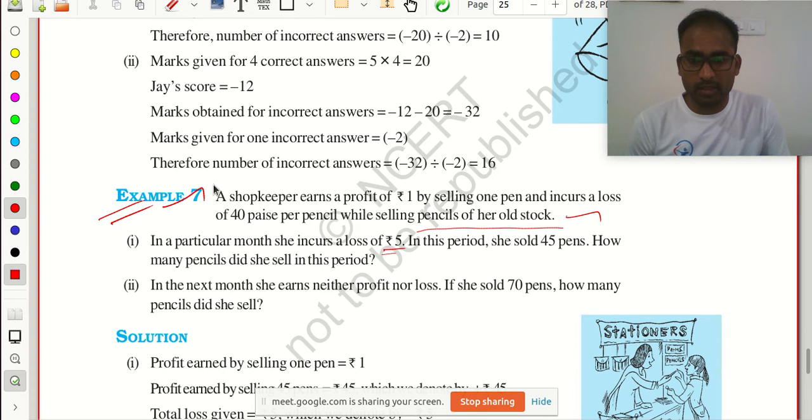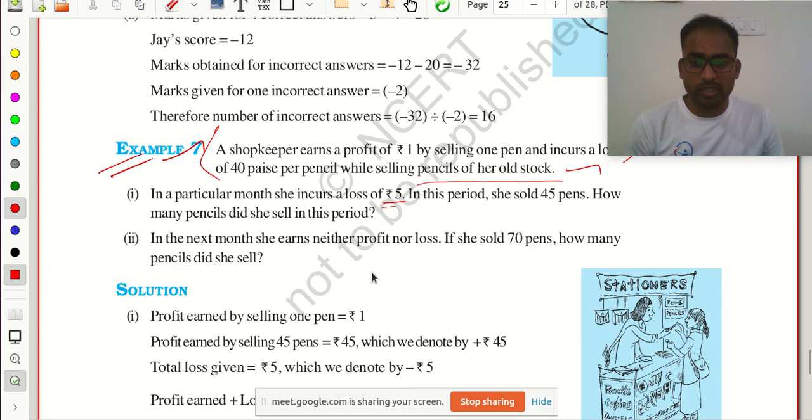So here, what we need to understand is that a shopkeeper earns a profit of ₹1 by selling a pen, and by selling a pencil she will get a loss of 40 paisa. Then in a particular month she got a loss of ₹5. In this period, she sold 45 pens. How many pencils did she sell in this period? That is what we need to find.